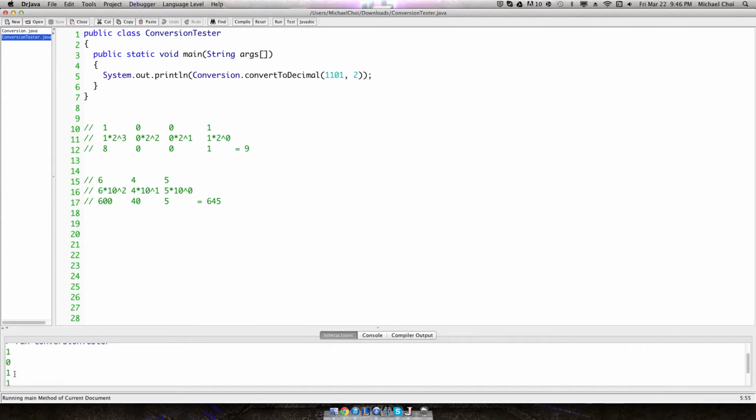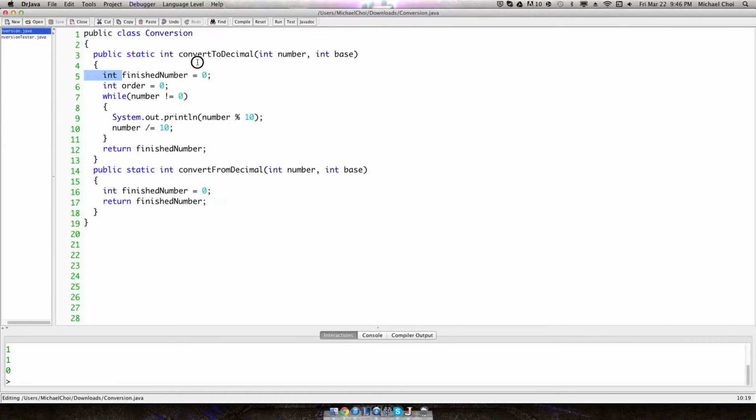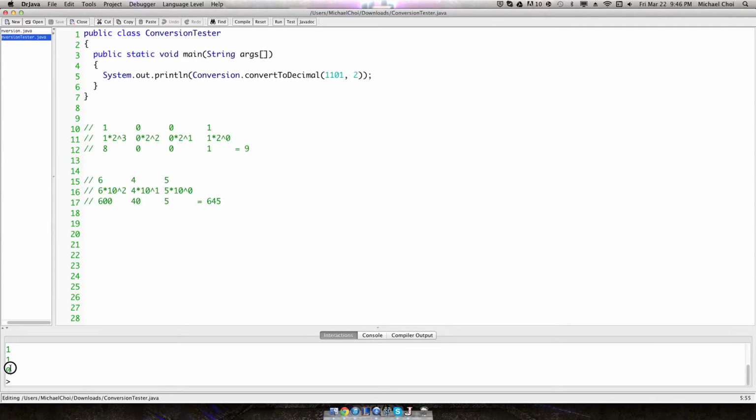1 0 1 1. And then it prints out that last 0 because we initialize a finished number as 0, and then we return it and then print it out. So that last 0 doesn't matter at all.